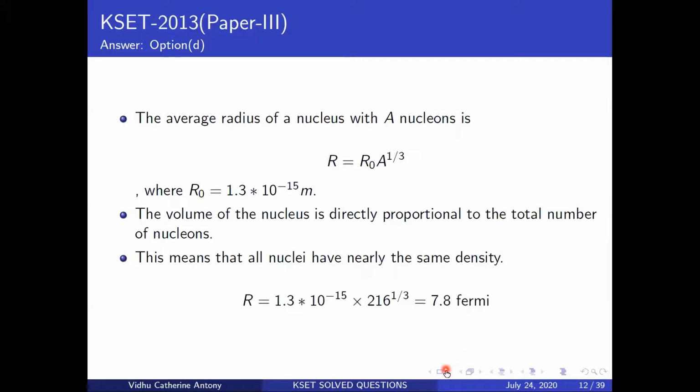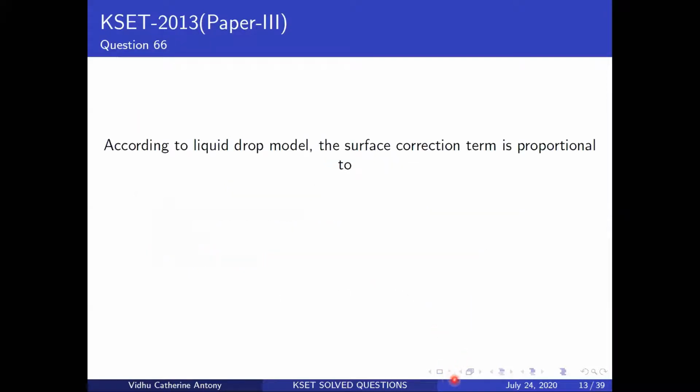So this is what you end up having. Okay, so let's look at this. According to the liquid drop model, the surface correction term is proportional to. This is something that you will learn in your nuclear physics general paper in the 3rd semester, so I'll just go through it briefly. There are a lot of nuclear concepts that are involved now, some from the elective paper, some from the general paper. I'll try to explain as much as I can, but I suggest you go read it once again.